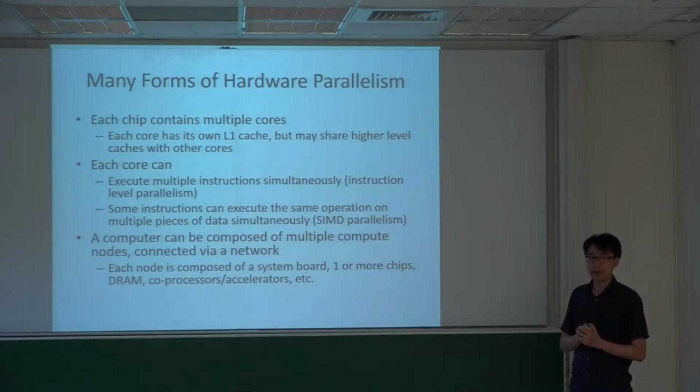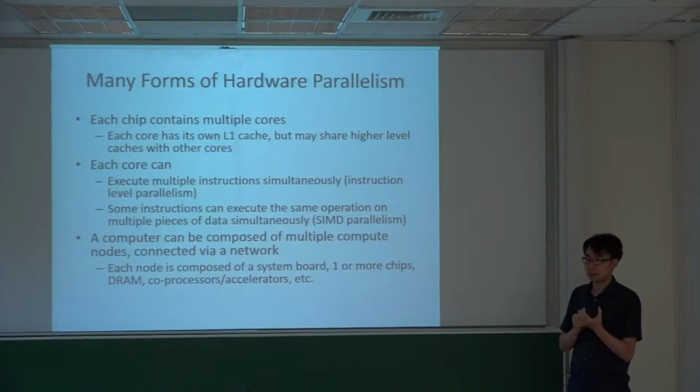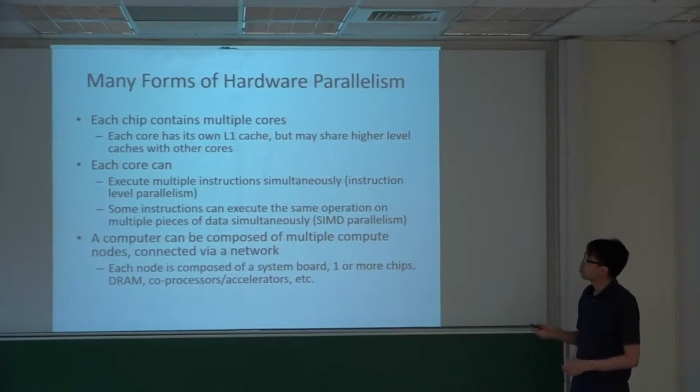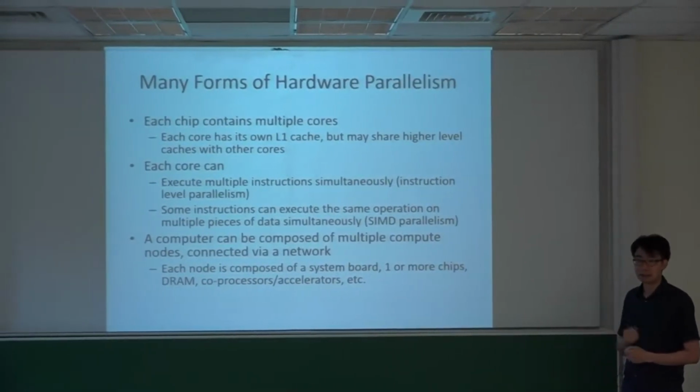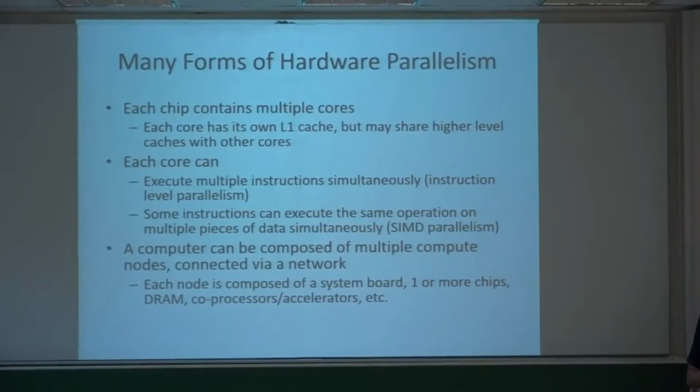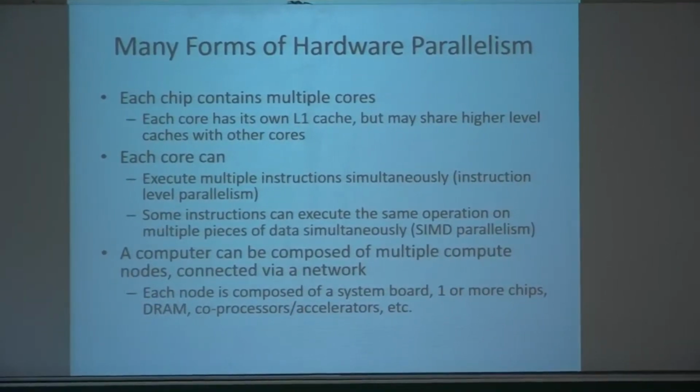Suppose you have a computer chip. I'm just going to call it a physical chip. Each one of these chips contains multiple cores. Each core can operate independently on programs. Each core itself can perform multiple instructions simultaneously, and this is sometimes called instruction-level parallelism. Each core can also have instructions that execute the same operation on multiple pieces of data simultaneously, and this is called SIMD parallelism.